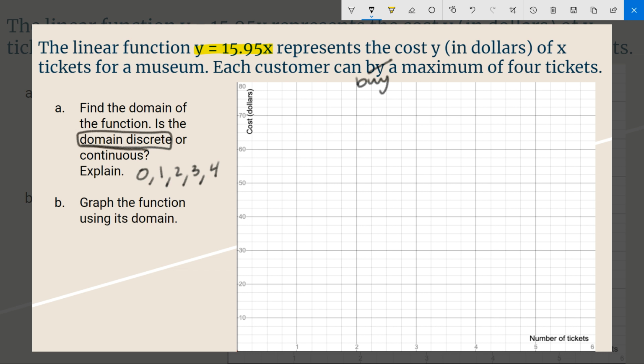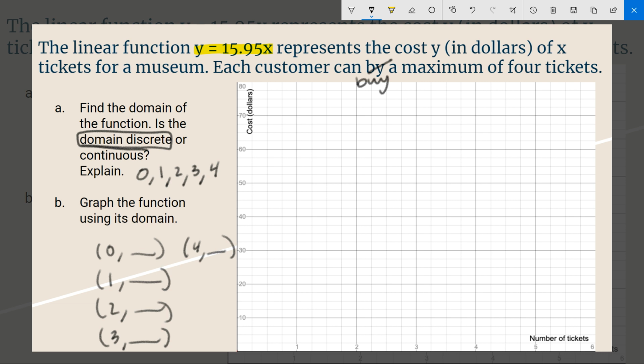And then part B, we're going to graph the function using its domain. So instead of graphing this entire line by using slope and y-intercept, we just really need to figure out 5 points. We need to figure out, where x is 0, what's the y value? Where x is 1, what's the y value? 2, 3, and then 4. And then if we plot these points, we've graphed the function over this specific domain.